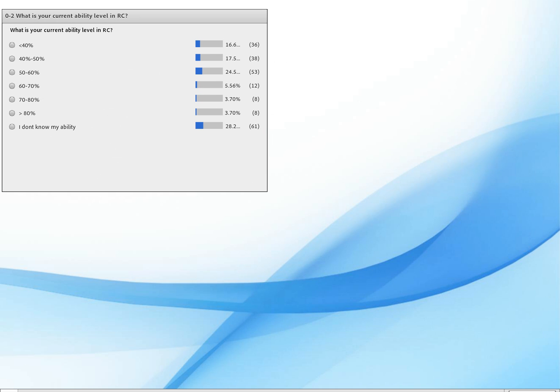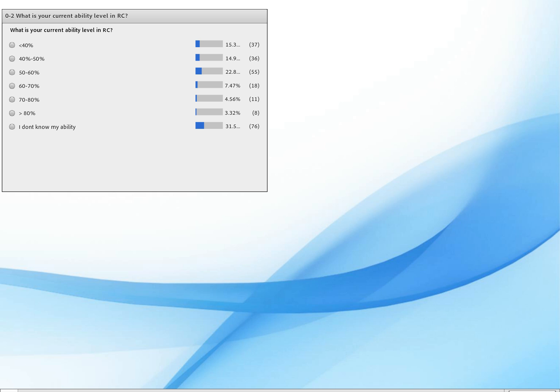With regards to current ability level in RC, you can see we have a fairly big distribution in the less than 40 percentile, 40 to 50 percentile, and 50 to 60. For those of you who are in that, I want you to tell me how do you feel about GMAT RC post this webinar, and then we have a few folks who are at greater than 80 percentile. And for those of you who don't know your RC ability, when we go on the next screen, ask this question, and Sandeep would be happy to provide a link to our mock test, which will help you get there.